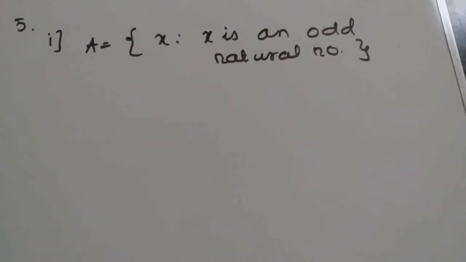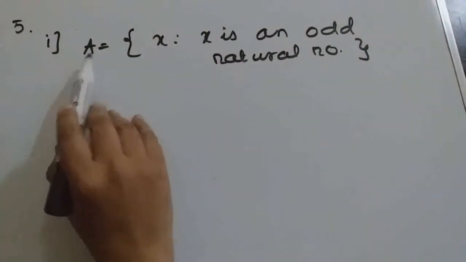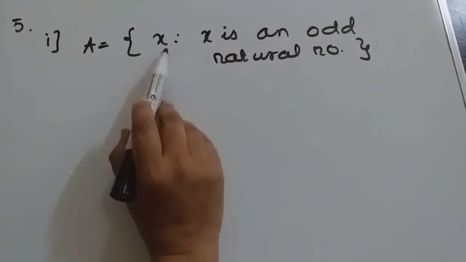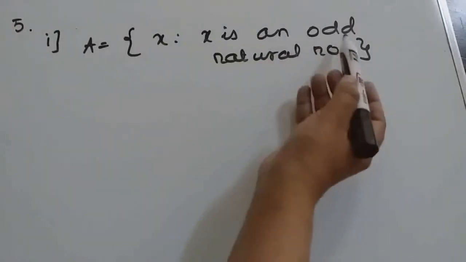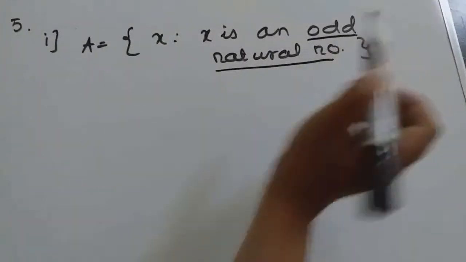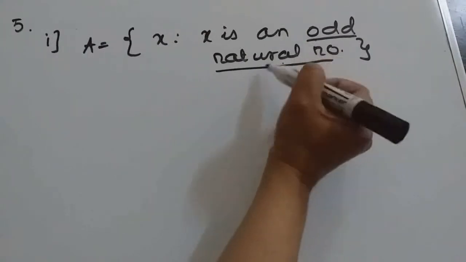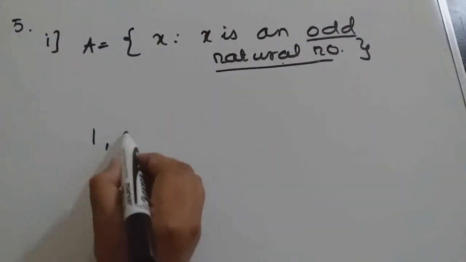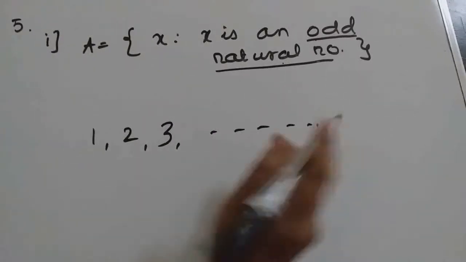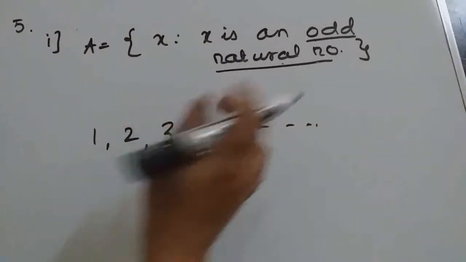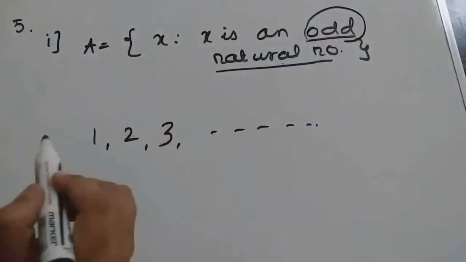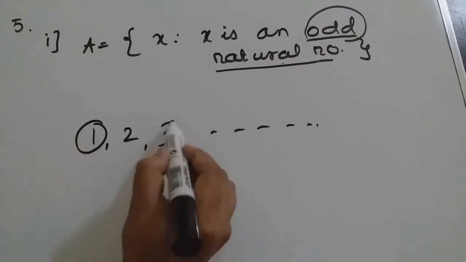Question is list all the elements of the following set. So first set is given as A is the set of the element x such that x is an odd natural number. Okay. See, two conditions are given. Odd natural number. We know natural number starts from 1, 2, 3 and so on. Now from out of these natural numbers we should select odd only. Okay. So we'll start from 1.